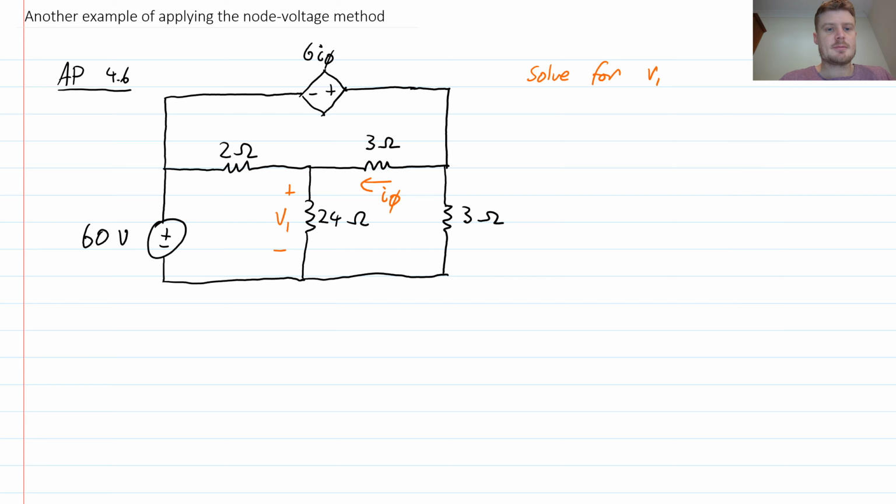This one is assessment problem 4.6 from the textbook, and it asks us to solve for the voltage V1, which is the voltage across this 24 ohm resistor.